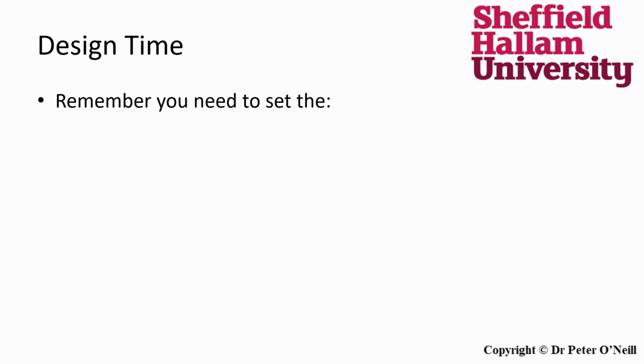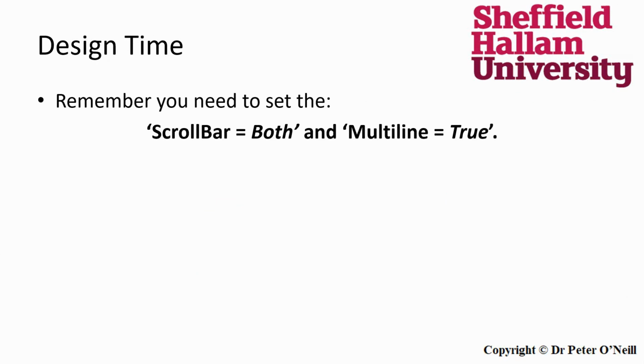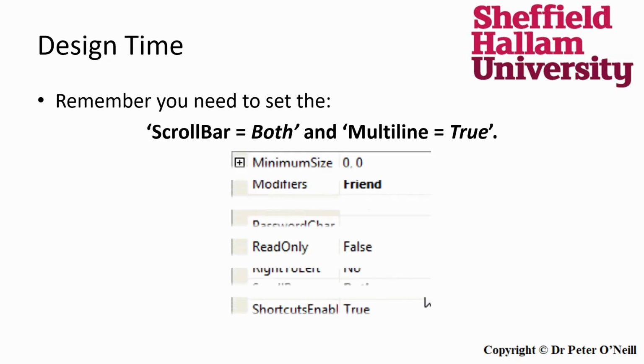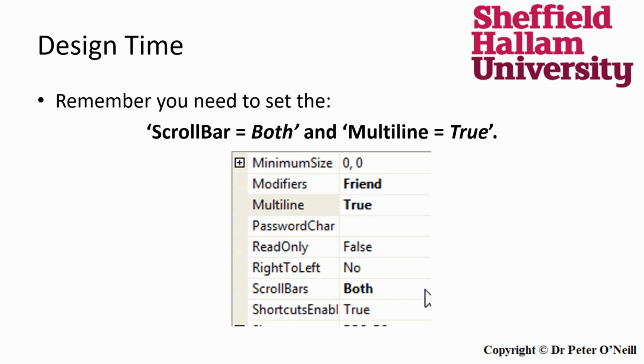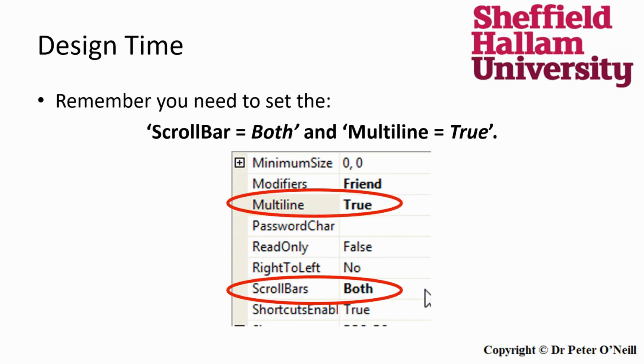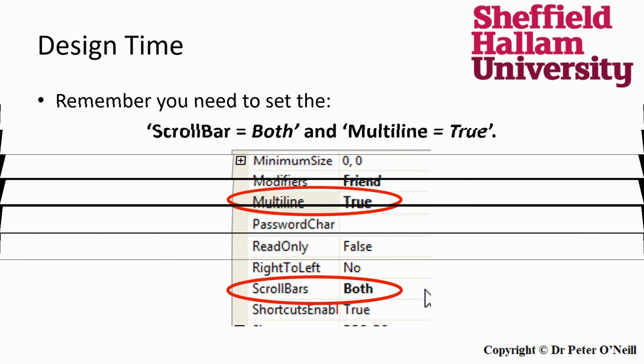Remember, you need to set the scroll bar to both and the multiple lines to true, as shown here. So there's both scroll bars, there's multiple lines, both set to the relative settings. Otherwise, of course, the text box will not let you make it more than a single line, or not let you see what's actually written in the text box on the secondary line if you don't include scroll bars.